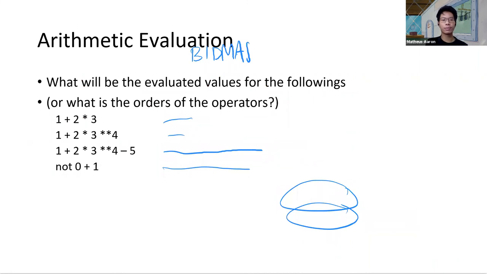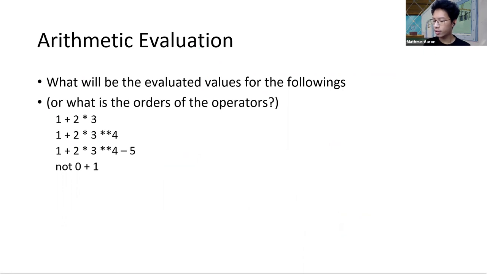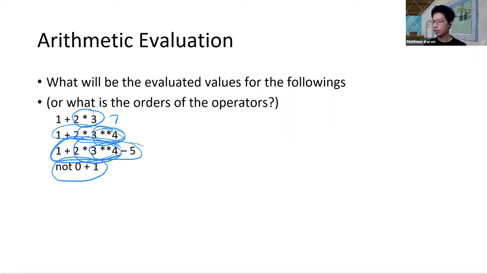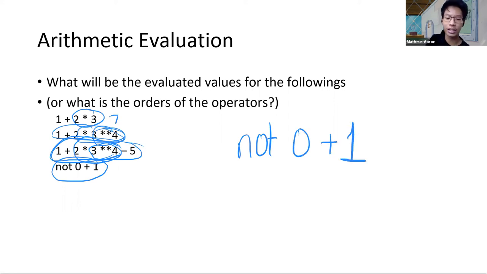So what will be the values of the following? It's pretty easy. For this one, we'll do the multiplication first. 6 plus 1 is 7. This one will do this part first, then this part, which I don't know what the answer is. This one is the same. This, this, and this. And finally, this one. Actually, this one is pretty interesting. Not 0 plus 1. Can anyone give me the answer for that? Just type it in the Zoom chat.